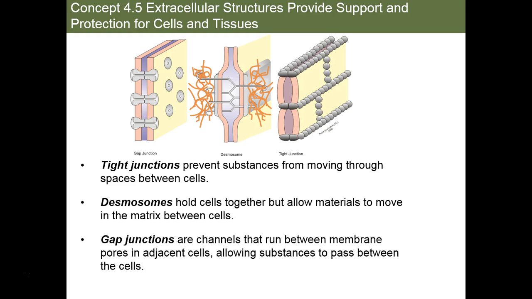The third cell junction is called a gap junction. These are channels that run between pores in adjacent cells, allowing substances to pass between them. An example of a gap junction is on the top left. The plasmodesmata that we talked about earlier in plant cells is an example of a gap junction.